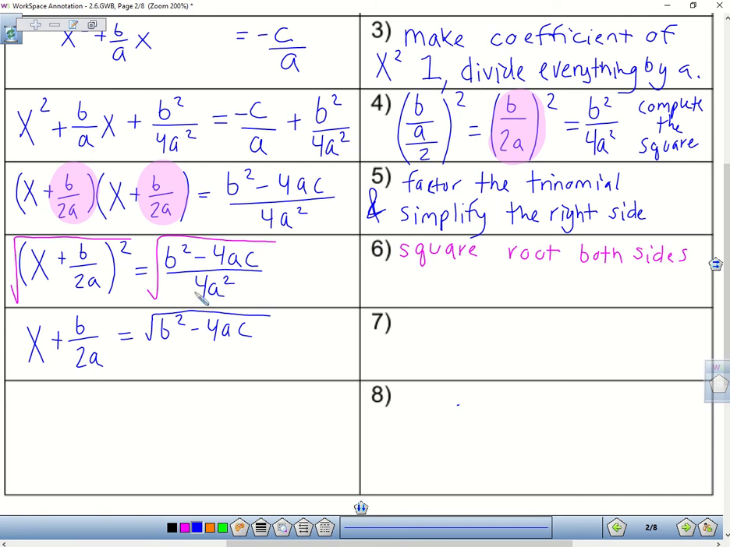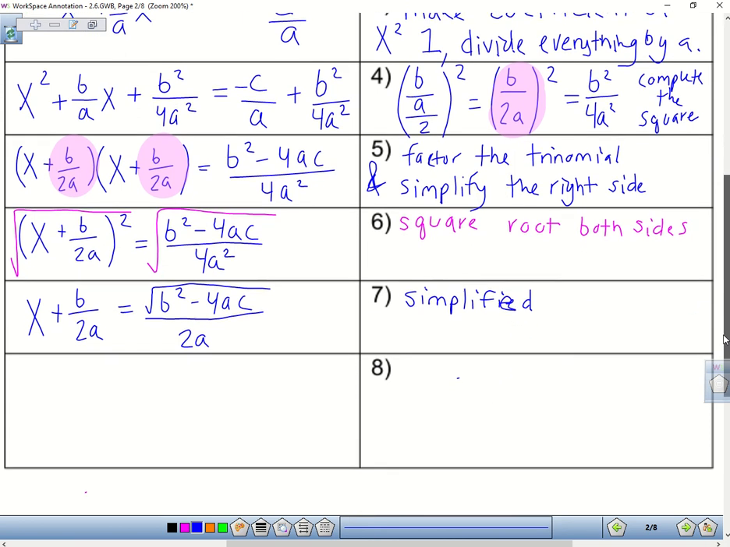However, looking at the denominator, can I take the square root of the denominator? What is it? Not 4a, you're right with the a part, but what's the square root of 4? 2a. So here we just canceled out the square roots. We just simplified everything.